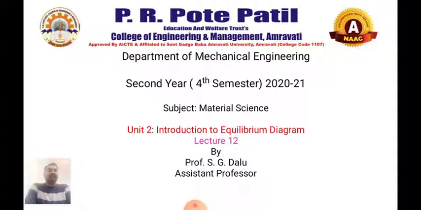Next, we have studied the various reactions occurring at different temperatures and percentages of carbon, that is peritectic reaction, eutectoid reaction, eutectic reaction, and the byproducts of those reactions. Then we have studied the critical temperatures occurring at various locations in the iron carbon equilibrium diagram, and the symbolic representation of those critical temperatures.